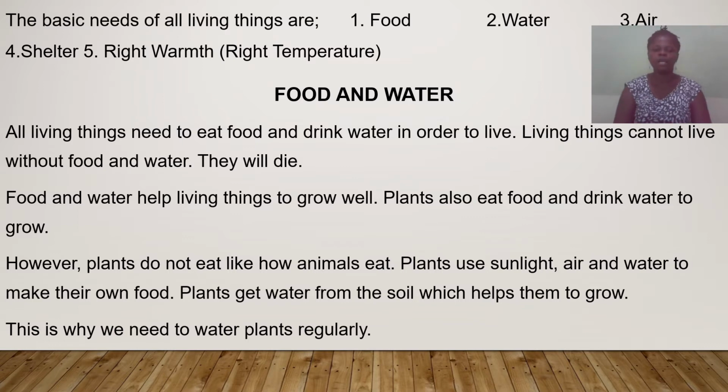Plants get water from the soil, which helps them to grow. This is why we need to water plants regularly. Like I said in the previous lesson, if you plant a tree or a flower and you don't water it, it's going to die. So the plants also need water to be able to live.